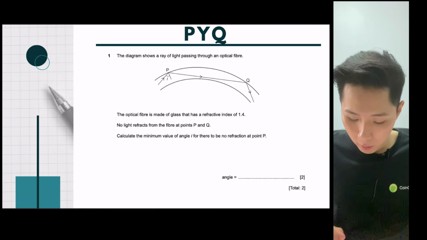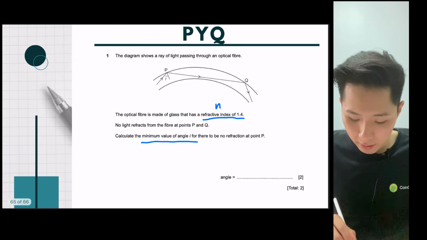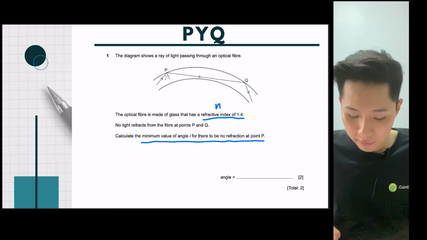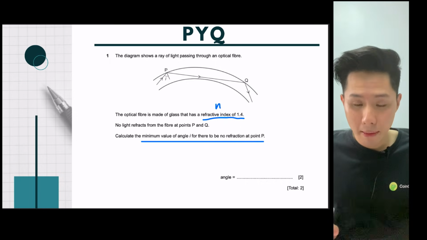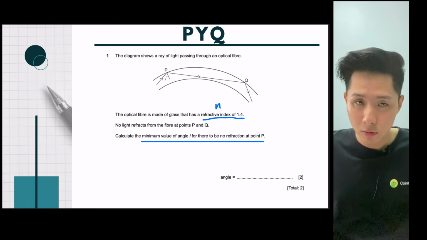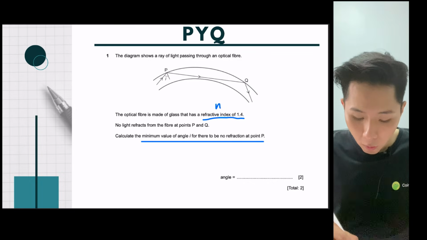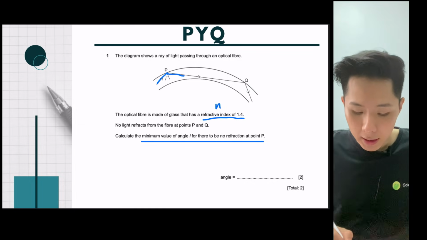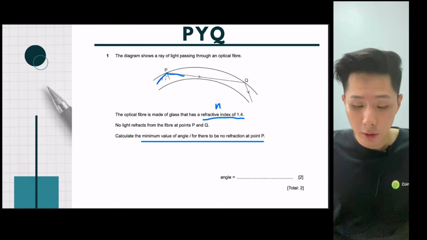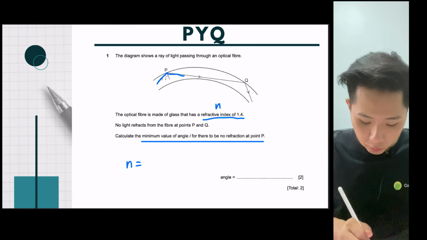So the third question: the optical fiber is made of glass that has a refractive index of 1.4, meaning n equal to 1.4. No light refracts from the fiber. Calculate the minimum angle i for there to be no refraction. So they are basically asking what the critical angle is, because to have no refraction, where all the light is reflected, i has to be equal to the critical angle. So that's when we can use the critical angle formula, n equal to 1 over sine C.